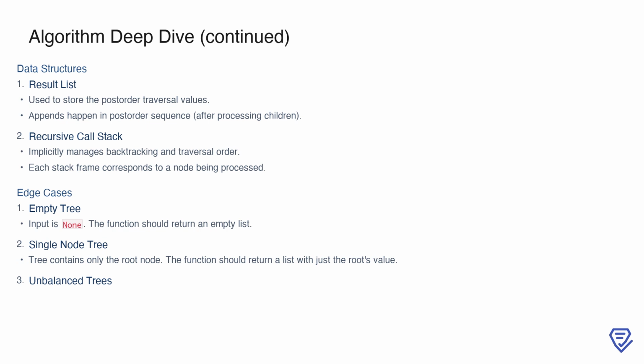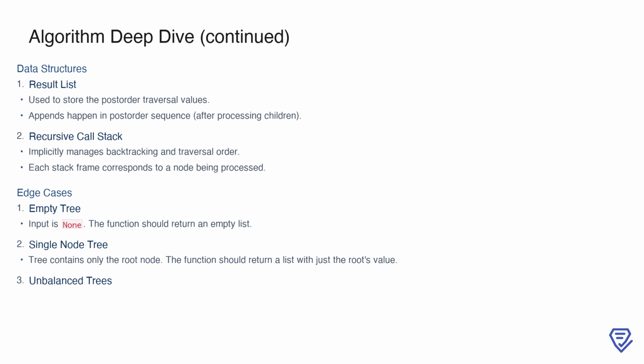Second, the recursive call stack plays a central role in managing traversal order and backtracking. Each stack frame corresponds to a specific node being processed, ensuring the correct sequence is followed. Now, let's address potential edge cases.